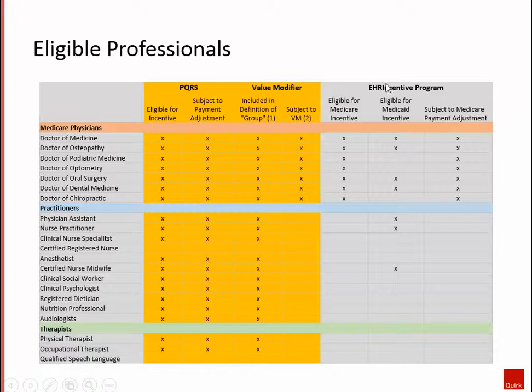I did want to include on this slide as well that these non-physician practitioners, a few are only eligible for the Medicaid EHR meaningful use incentive. So you can see that none of these eligible providers are eligible to participate in the Medicare meaningful use incentive program.